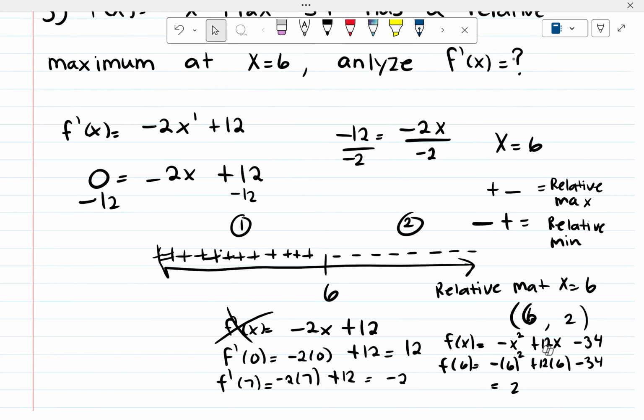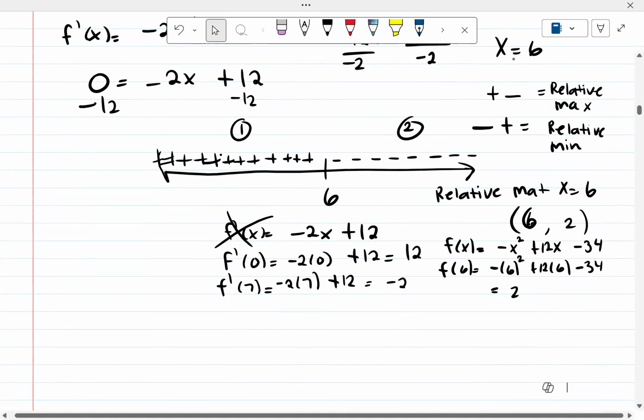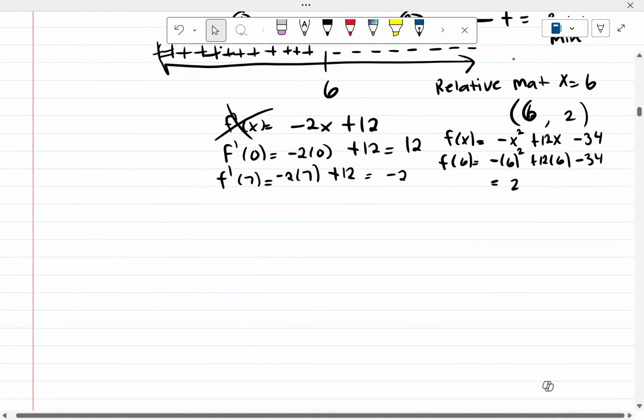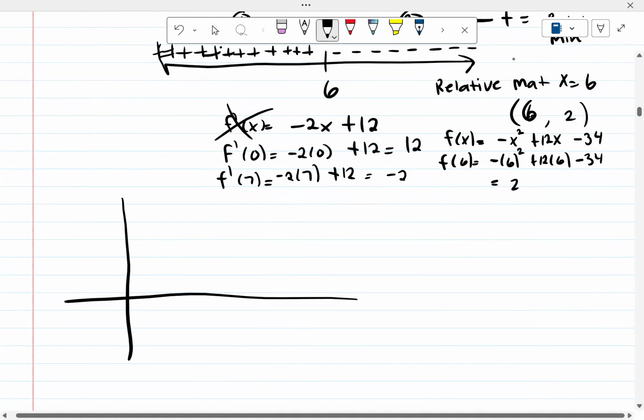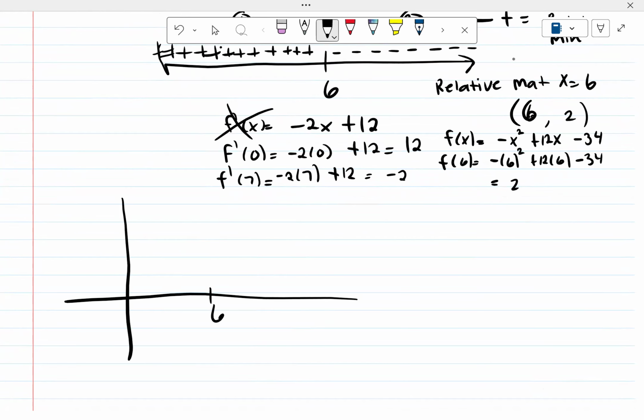That does make sense because if you kind of graph it, this graph is an upside down parabola, right? It would look something like this, and then it's concave down. So yeah, this makes sense. This is your relative max at 6, 2. Okay, good.